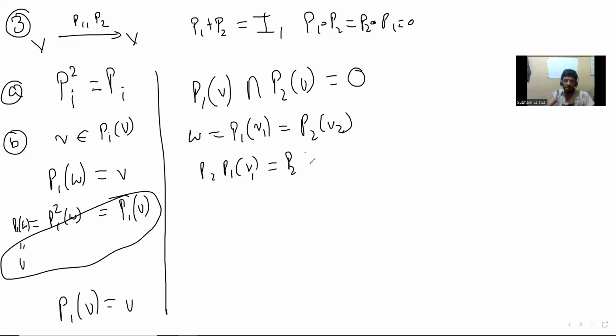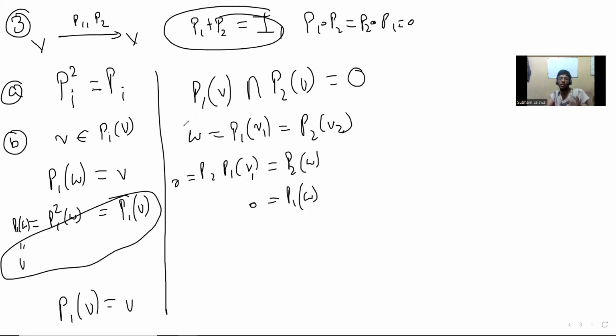So what do you get? You get P2W is equal to 0, and similarly, you get that P1W is 0. So if P1W and P2W are 0, then W better be 0 because of this condition. W has to be 0. So W equal to 0 is the only intersection. So it's a rather simple question. Once again, it's simple. Let's move to the next.